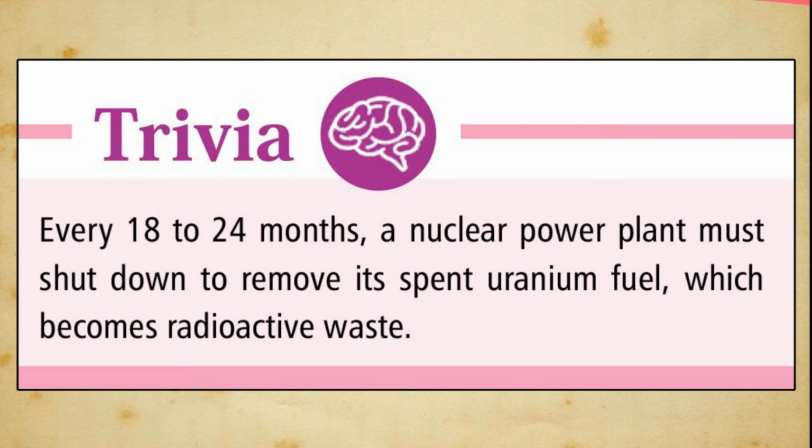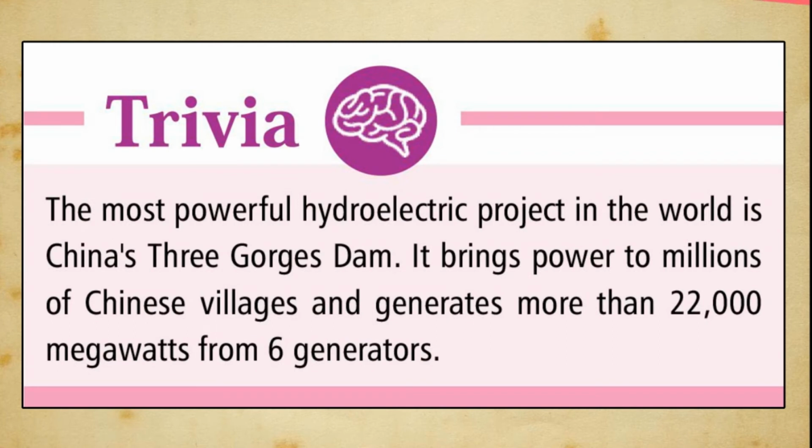Trivia. Every 18 to 24 months, a nuclear power plant must shut down to remove its spent uranium fuel, which becomes radioactive waste. Trivia. The most powerful hydroelectric project in the world is China's Three Gorges Dam. It brings power to millions of Chinese villages and generates more than 22,000 megawatts from 6 generators.